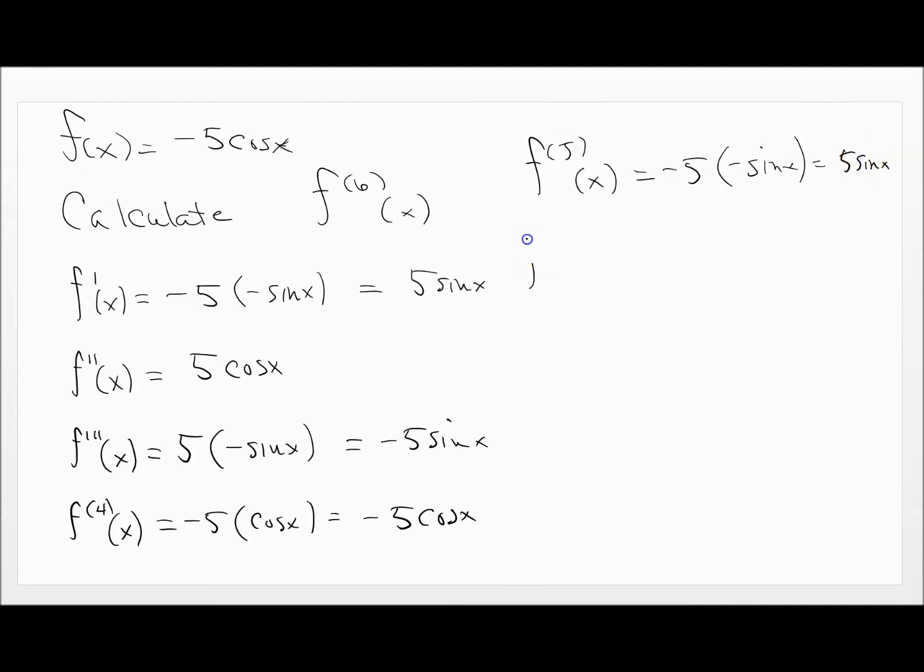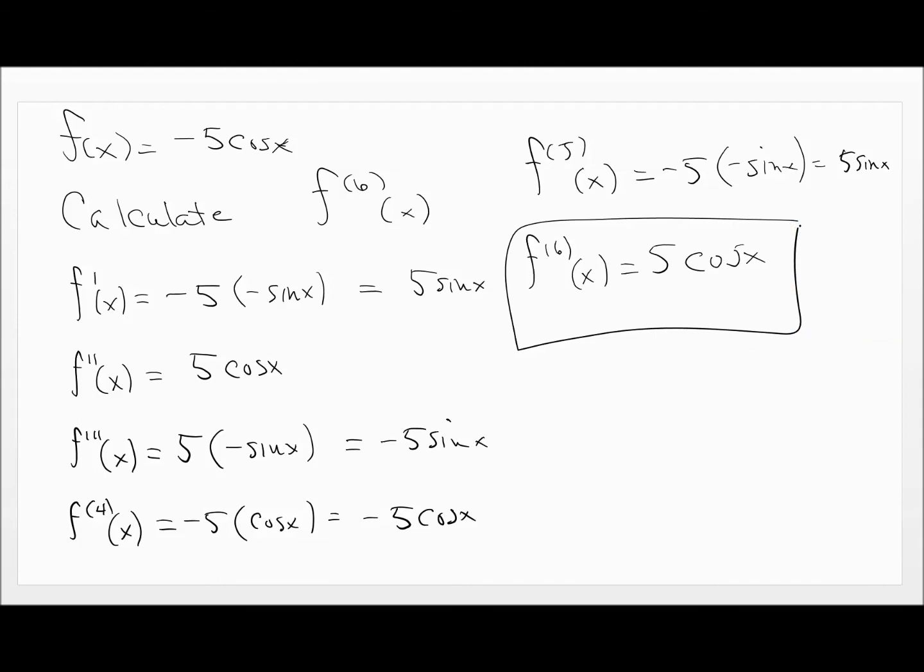One more time. So the sixth derivative, okay, so 5 sine of x is where we are. The derivative of that is going to be 5 cosine of x. And there's our final result.